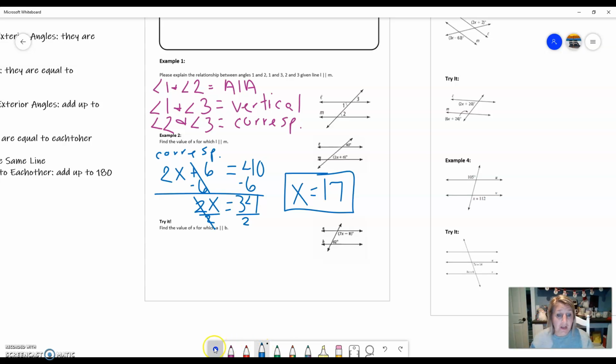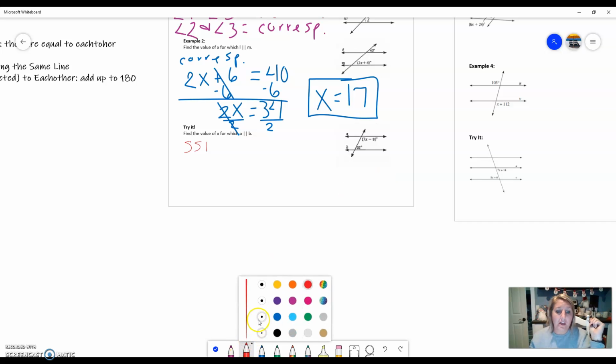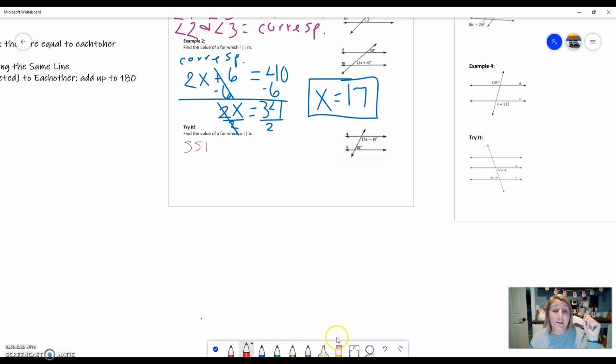So if we take a look at the try it down here, you have, again, an angle pair. These two angles are on the same side of the transversal, and they're in between those parallel lines. So these would be same side interior angles. So because they're same side interiors, that means that their sum is 180. They're supplementary. So that means that you have to add them together.